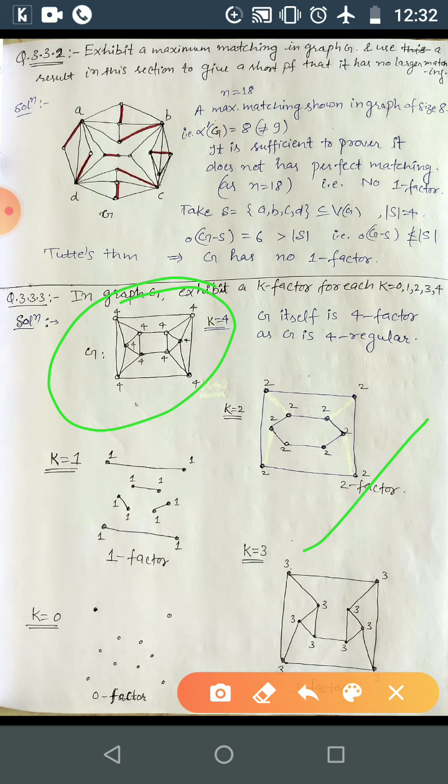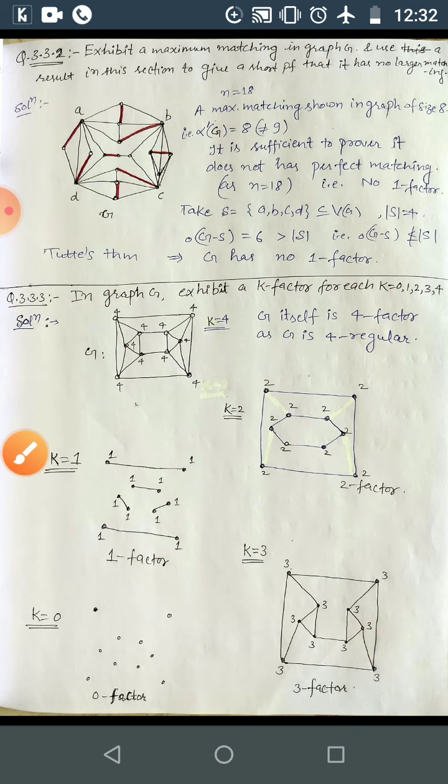So this is the 3-factor, a 3-regular spanning subgraph. All 10 vertices are here, and the degree at every vertex is 3. So it is a 3-regular spanning subgraph. Done, I think.